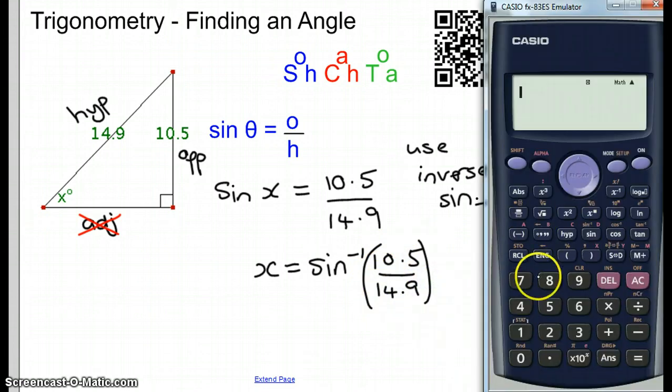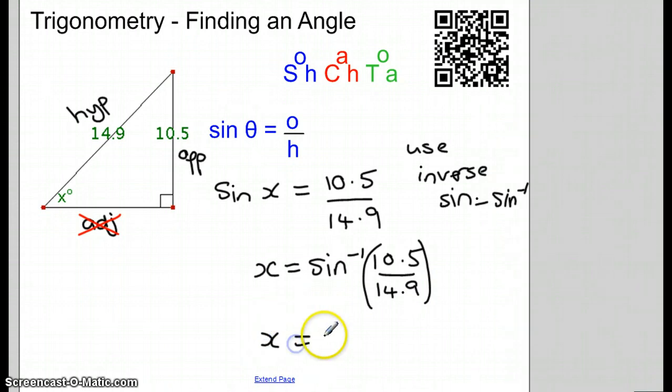And if I just get the calculator so we can see how that's done. If you press shift and then the sine button, you'll get sine to the minus 1, and 10.5 divided by 14.9, and that gives us 44.8 to three significant figures.